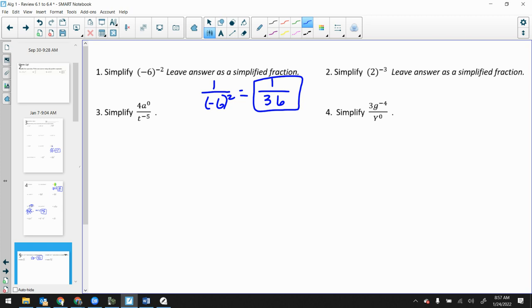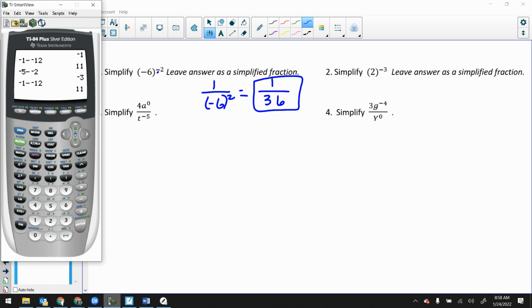I got 36 over 1. Is that acceptable? No, that's not the same thing. This negative exponent tells me I have to move it into the denominator. So the 36 can no longer be in the numerator. It has to be in the denominator. Why is it not negative? Because there's parentheses around it. If you take negative 6 squared, that's a positive 36.